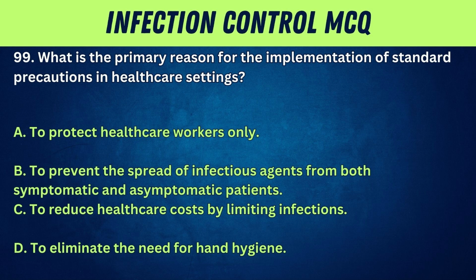99. What is the primary reason for the implementation of standard precautions in healthcare settings? A. To protect healthcare workers only. B. To prevent the spread of infectious agents from both symptomatic and asymptomatic patients. C. To reduce healthcare costs by limiting infections. D. To eliminate the need for hand hygiene.